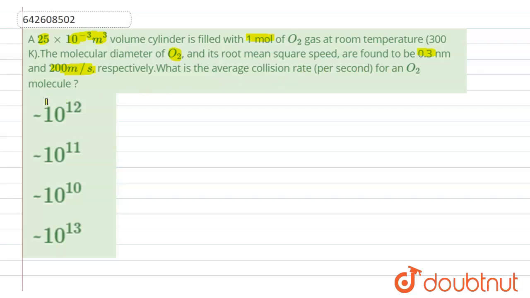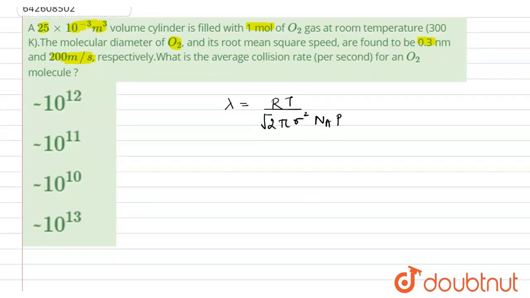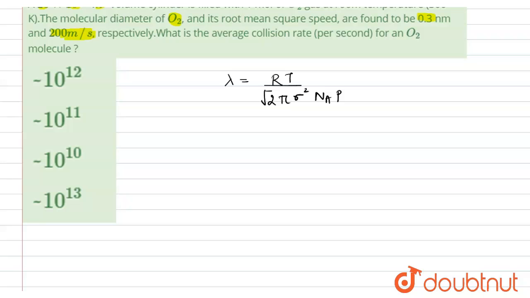So in this question I have to find out the average collision rate per second for O2 molecule. First we know for average collision, now first we will use the formula of wavelength. So wavelength will become RT divided upon root 2 pi sigma square NAP, where R is universal gas constant, T is temperature, sigma is the diameter, Na is Avogadro number, P is pressure.